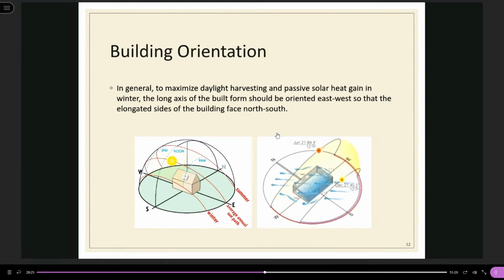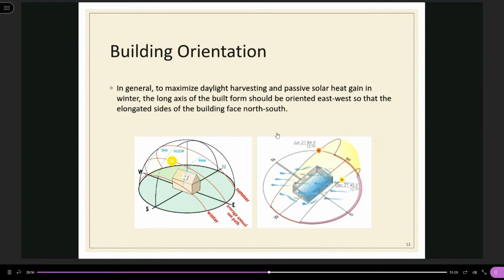Building orientation. In order to maximize daylight harvesting and passive solar heat gain in the winter, the long axis of the building form should be oriented east-west so that the elongated sides of the building face north and south. So this is a recommended building orientation, a general recommendation for building orientations.